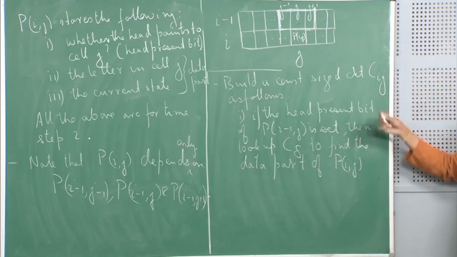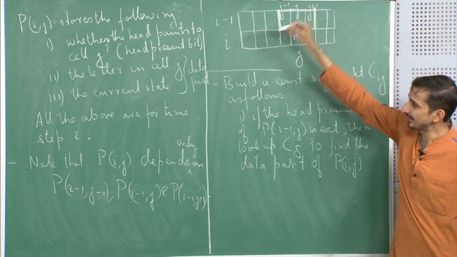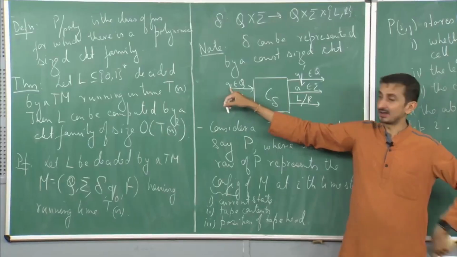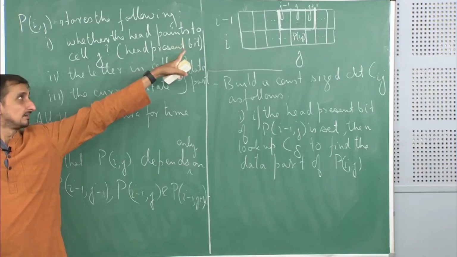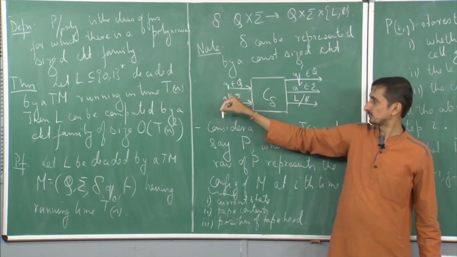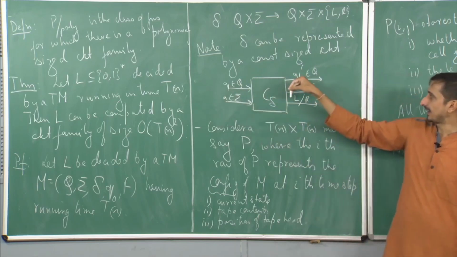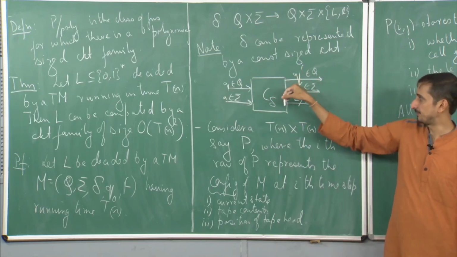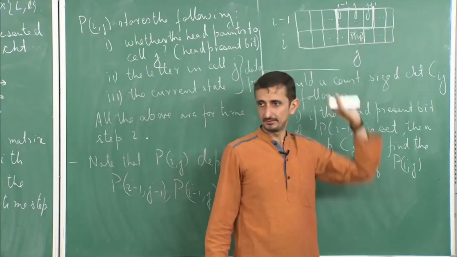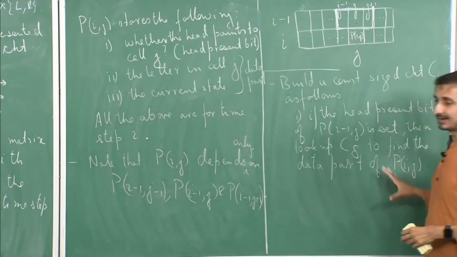it means that the head was pointing over here. Then I just look up the function C delta, that is whatever was the current state in Pi minus 1j, and whatever was the current letter in Pi minus 1j, I just feed it to C delta and I get what Q prime and A prime I get, and I just put it over here. Okay. So, that is the data part.